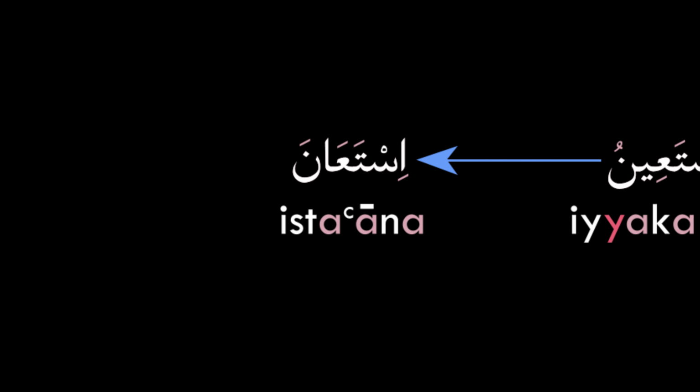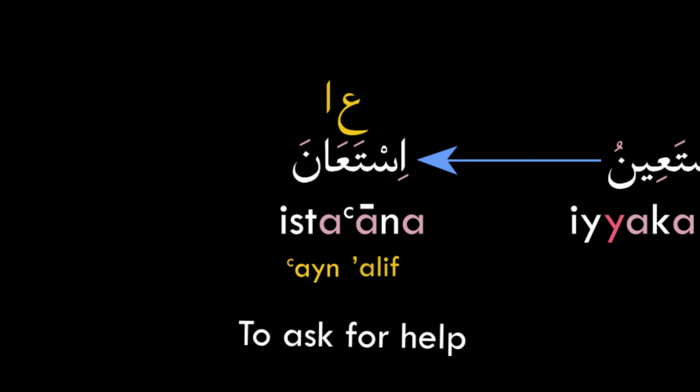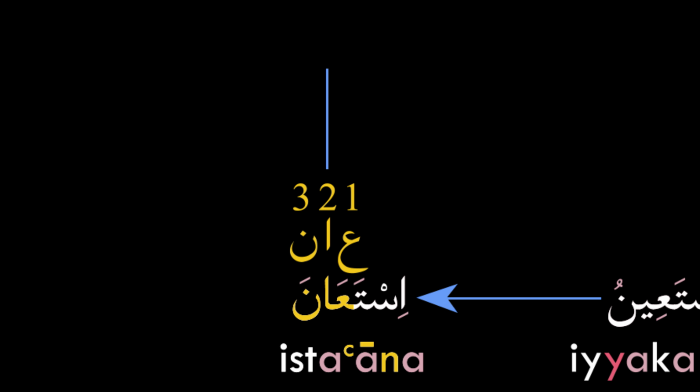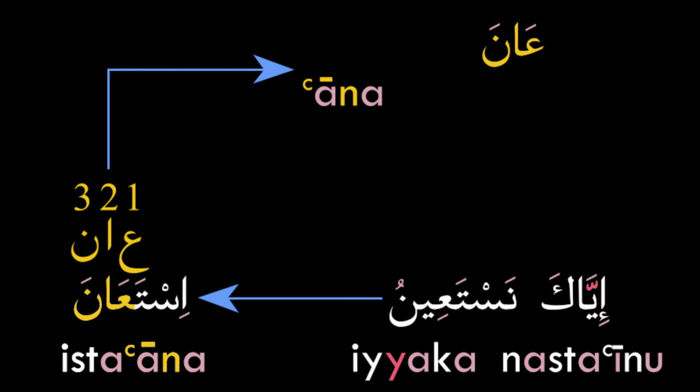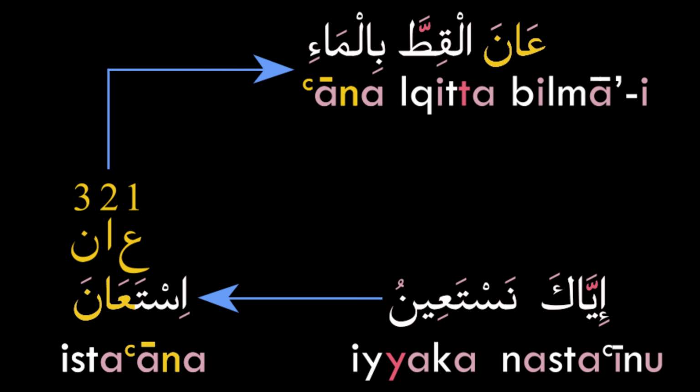The verb استعانة means to ask for help. Its root letters are عين, ألف and nun. I'll give numbers to these roots to use them later. So I give 1 to the first, 2 to the second and 3 to the third. The verb with the root letters is أعانة, means to help completely, and أعان القط بالماء means he helped the cat with water.